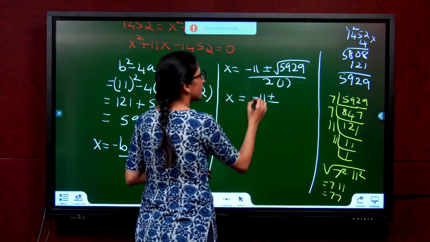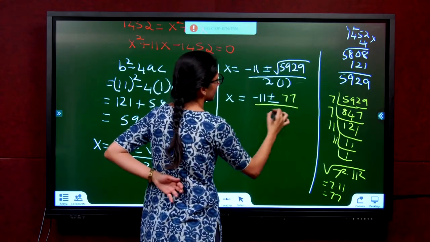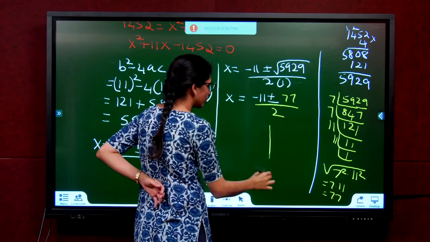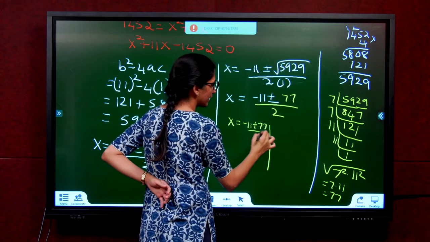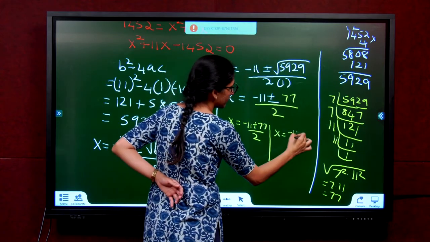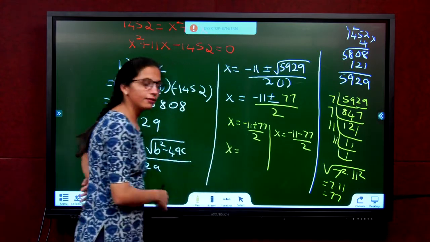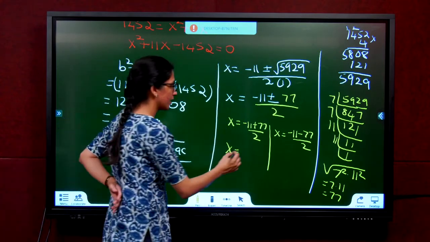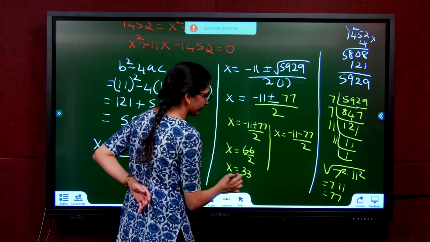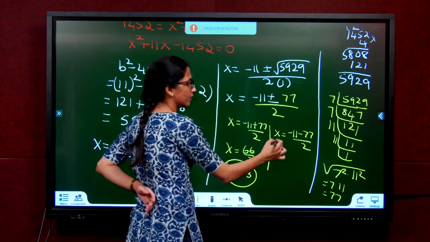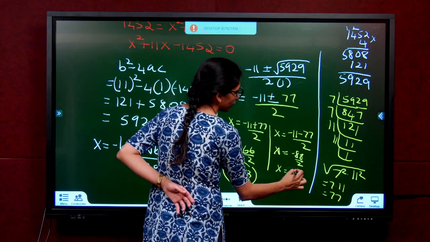So what happens here? Minus 11 plus or minus 77 divided by 2. This will give two possible solutions. Minus 11 plus 77 by 2, and minus 11 minus 77 by 2. Minus 11 plus 77, 66 by 2. X equals 33. Here, minus 88 by 2, minus 44.